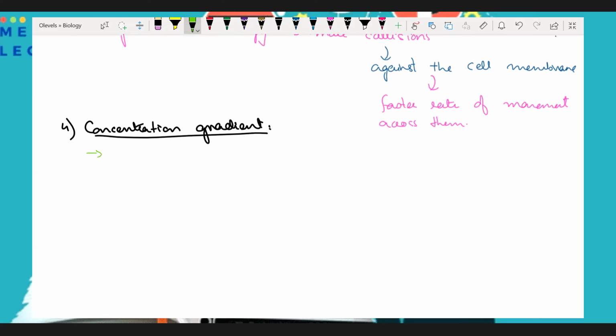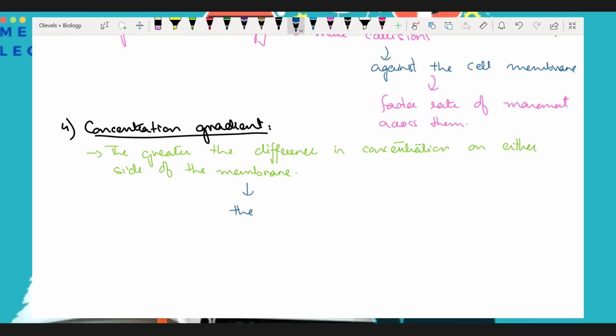Okay. So we can say the greater the difference in concentration on either side of the membrane, the faster the movement across it will occur, right?